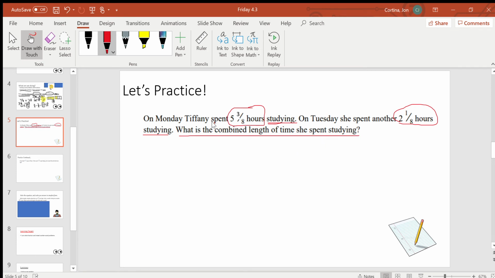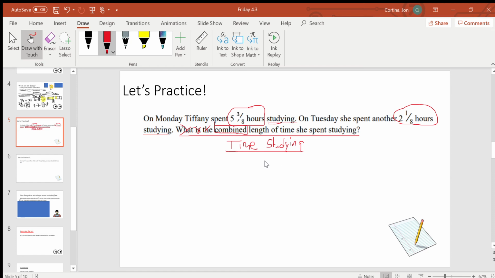Okay, so I see that word combined. I know that combine means to put together, so it seems like it's going to be an addition word problem. We'll cross out our question words and we're going to turn this into a title. Combined length of time she spent studying. I'm going to shorten that up and I'm just going to put time studying. That's what we're trying to solve. Underline our title. So time she spent studying.